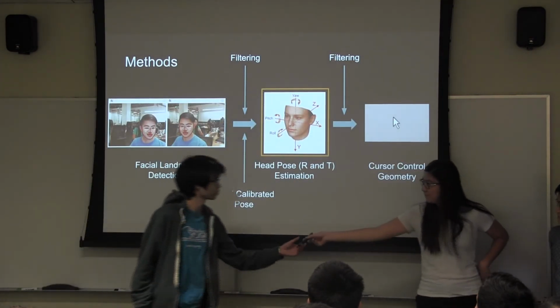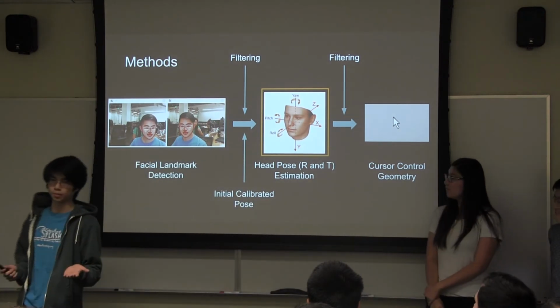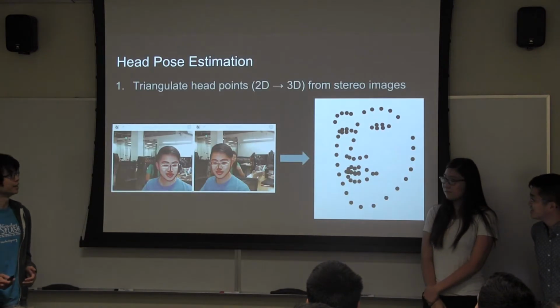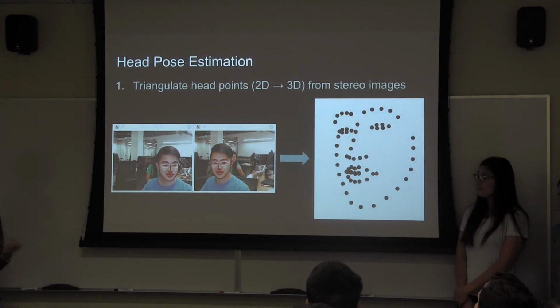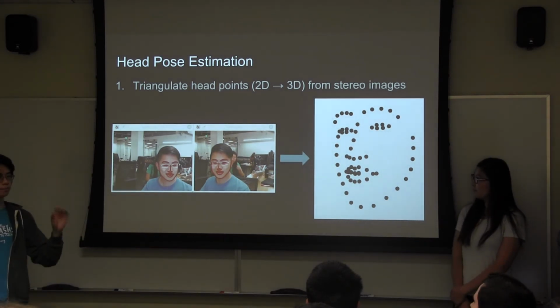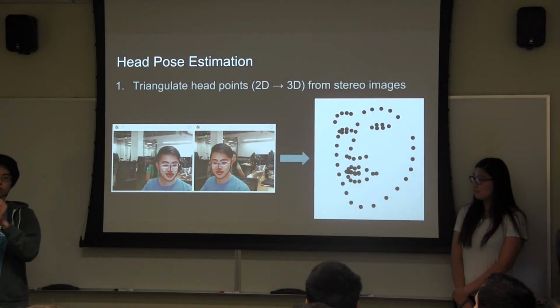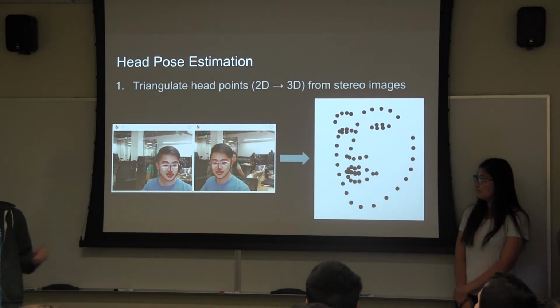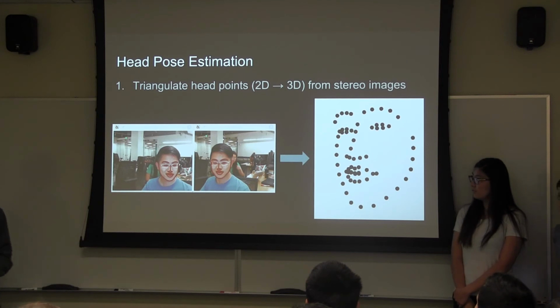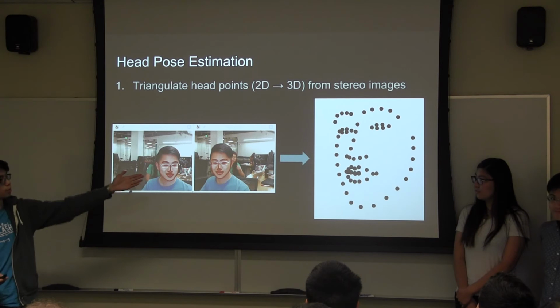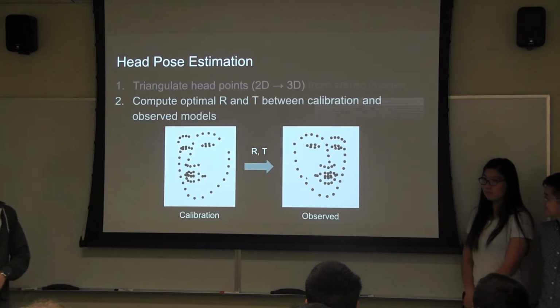Alright, so next comes the part where we try to estimate the pose of a user's head. And this occurs in 2 steps. First of all, we triangulate the facial key points obtained from both stereo images in order to get 3D locations of points. We do this using a nonlinear method, like we've covered in class, that minimizes the reprojection error, and produce a point cloud that looks something like this.